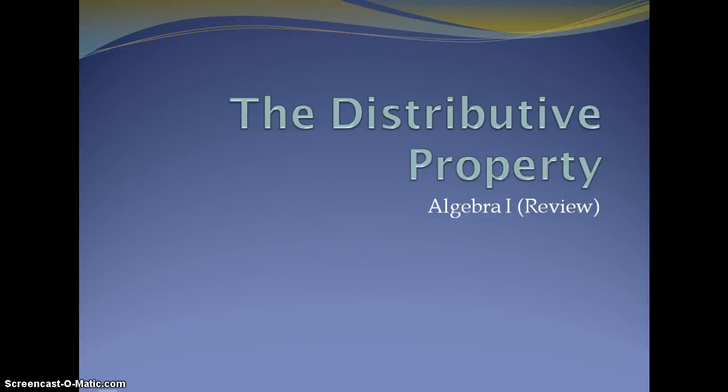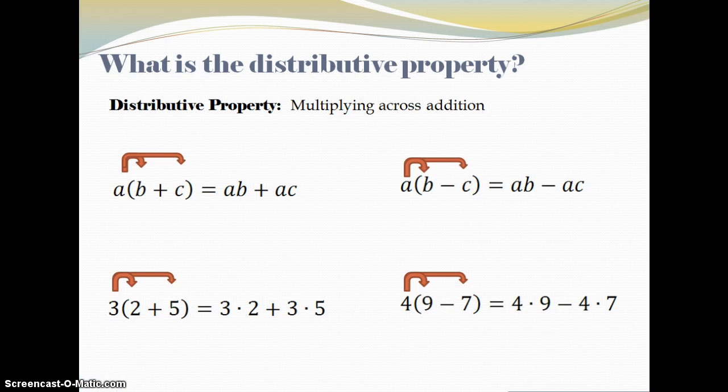So this lesson will be over the distributive property. It should be a review of what it means to distribute and how we distribute. So let's first talk about what the distributive property is and what it looks like. The distributive property is multiplying across addition.